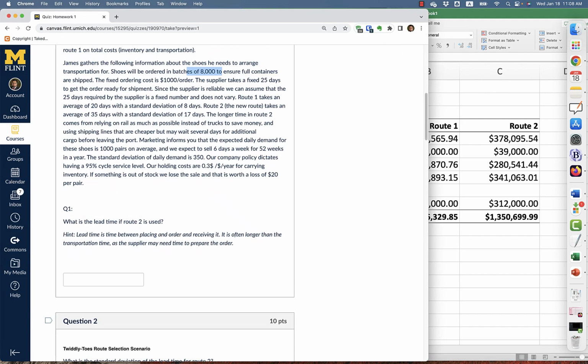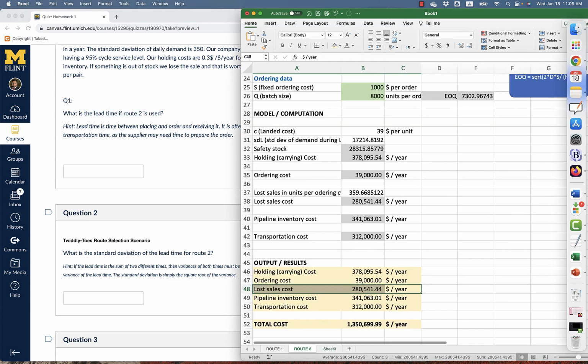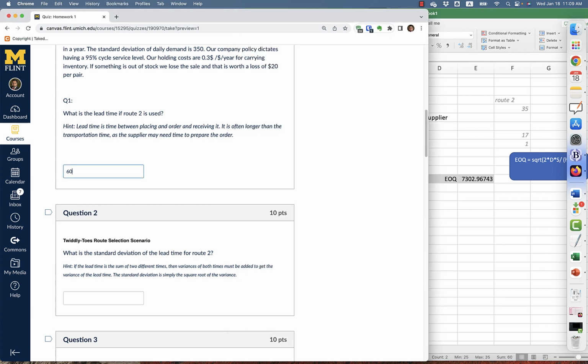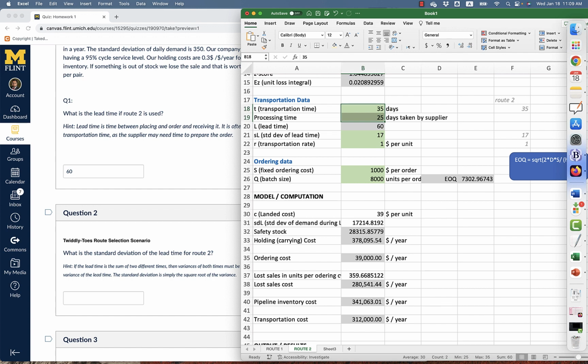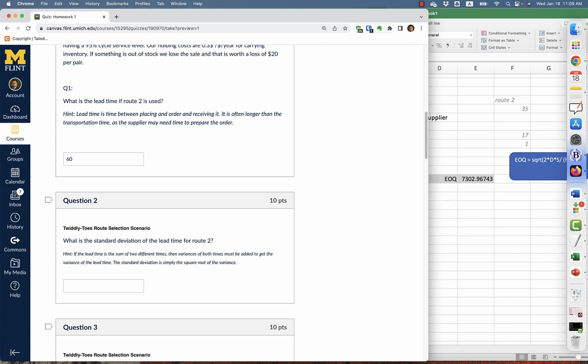So let's go to the homework. What is the lead time if route 2 is used? So lead time for route 2 is simply L, which is 60, 35 plus 25. So why am I asking you these simple questions? Because a lot of people make mistakes. They just think the lead time is the transportation time. So getting question 1 wrong tells them where the problem is. That's why I'm giving you these questions.